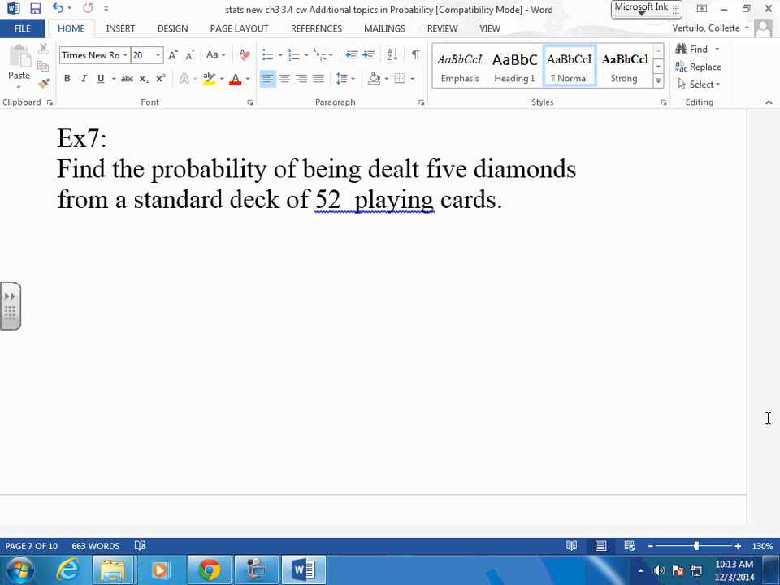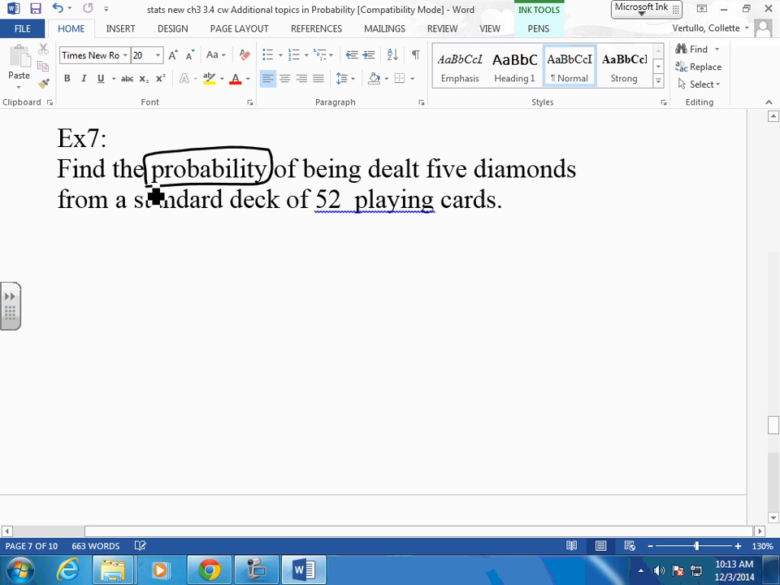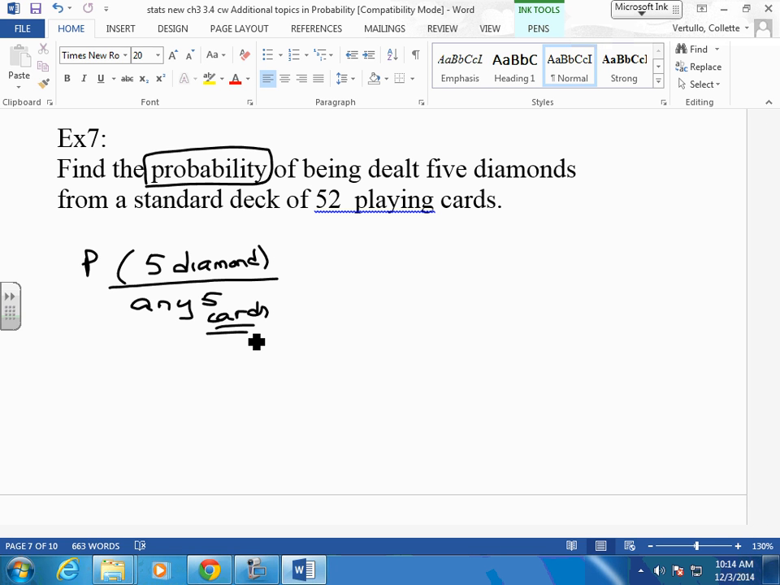So I want the probability. So first I want the probability of getting 5 diamonds out of any 5 cards. Now, does it matter what order I pick those diamonds in? Then you got combinations. Probability is part over whole. If you start like this, and you want the probability of your 5 diamonds, you're going to realize what's my denominator. Any 5 cards. Combinations, combinations.